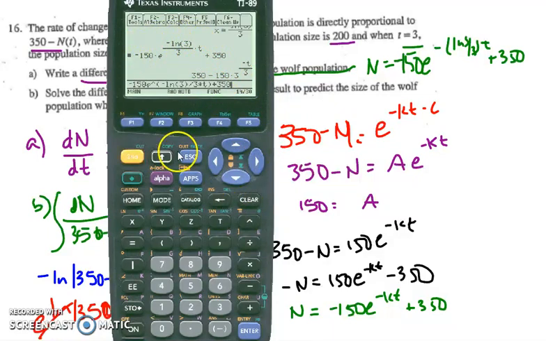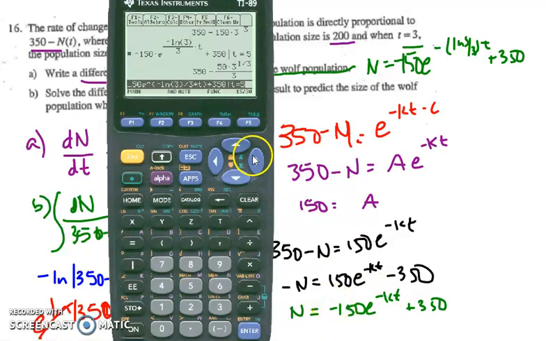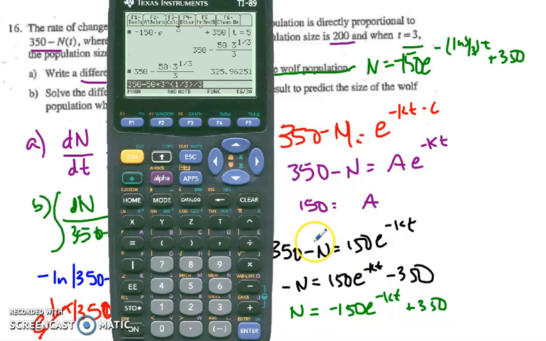And then scroll to the end and do such that t equals 5. This is going to give us the number of wolves at time equals 5. So I'm going to grab it into the row, hit green diamond, enter, and note that there are about 325 or 326 wolves.